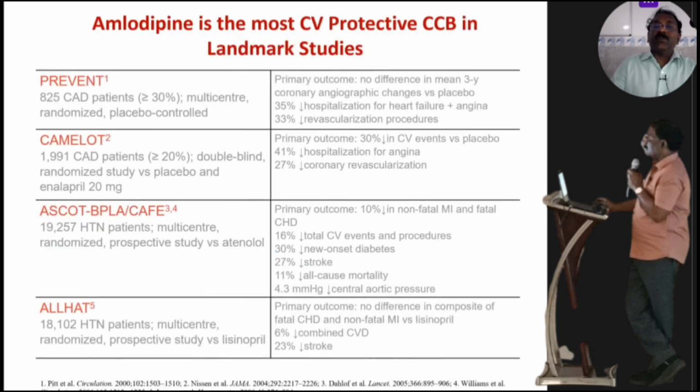Amlodipine is the most CV protective calcium channel blocker in the landmark studies because amlodipine is available all over the world, whereas cilnidipine is available only in Asian countries. So when you see the literature, more and more papers are on amlodipine, like your PREVENT study or CAMELOT or ASCOT, LHAT.